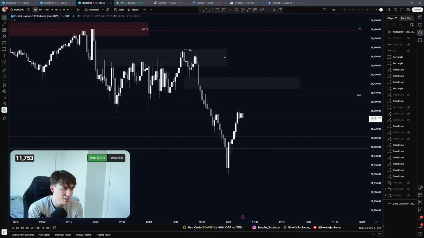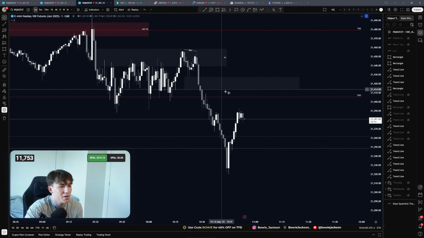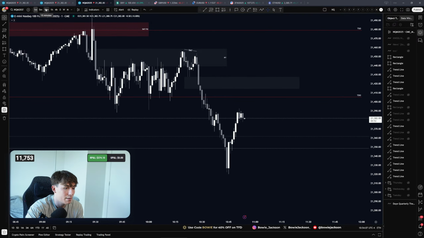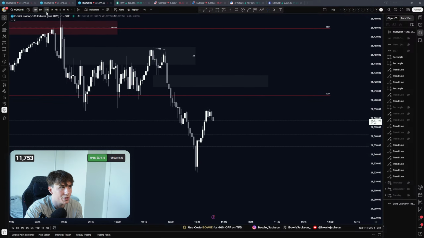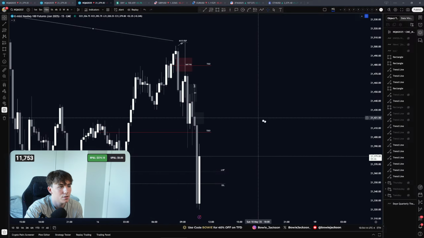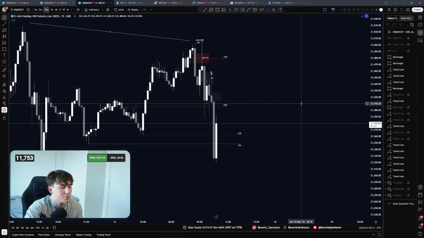The draw on liquidity for the PM session, for now it's lows, man. All the lows. I do not think that longs look good from here. But that bias can change, of course, if we form some kind of SMTs on the lows. We have some other cracks. For now, bearish.